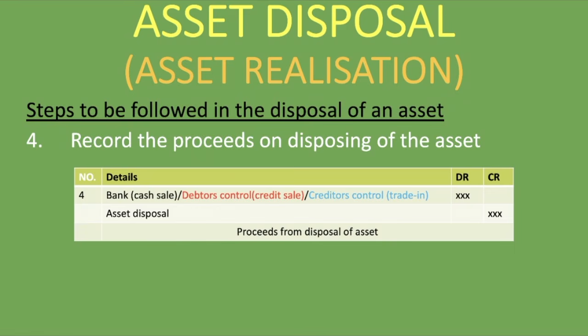All right. But remember, the credit side stays the same as asset disposal. So it doesn't matter how you sold it, you will always credit asset disposal in this particular step. But the debit is dependent on how you are disposing of this asset. I hope that has made sense, but you'll see the example just now.